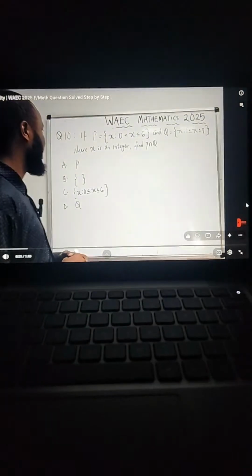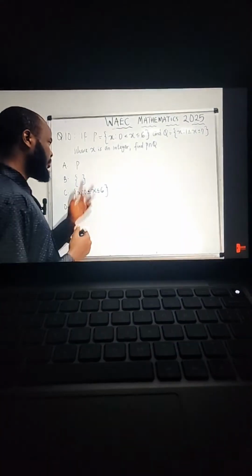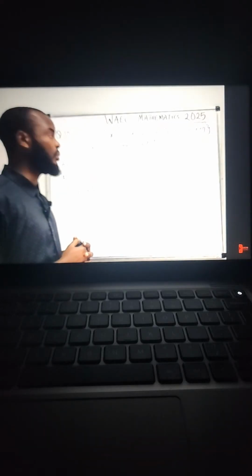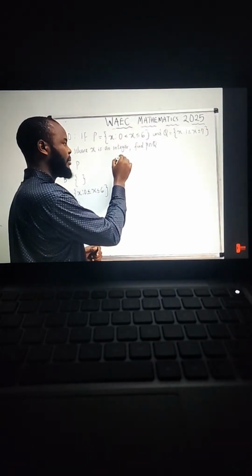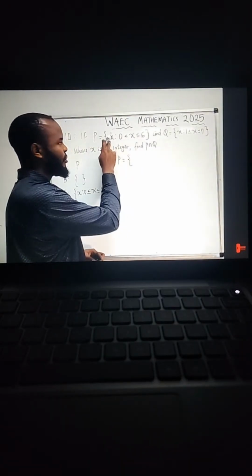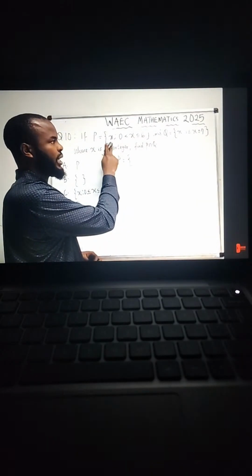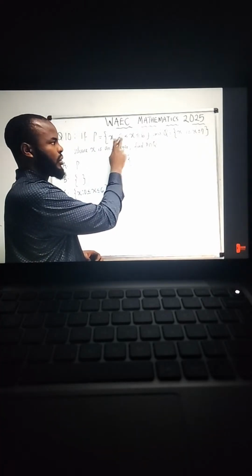This is question number 10. It says, if P is this and Q is that, where X is an integer, find P intersection Q. Now, what we have to do first is write out the elements in P. Now, we have P, which is X, such that X from 0 to 6.